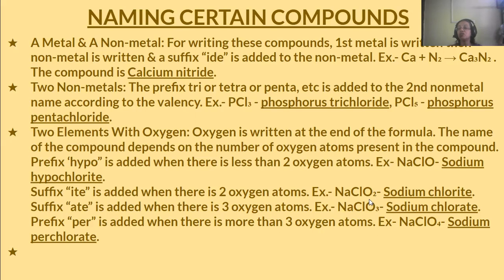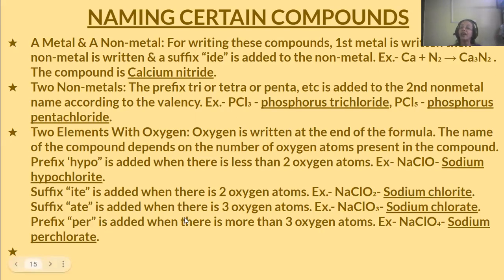Now O2 means two oxygen atoms are there. So we add the suffix ITE to the chlorine, and the name of the compound will be sodium chlorite. ITE is added to chlorine, so the name becomes sodium chlorite.